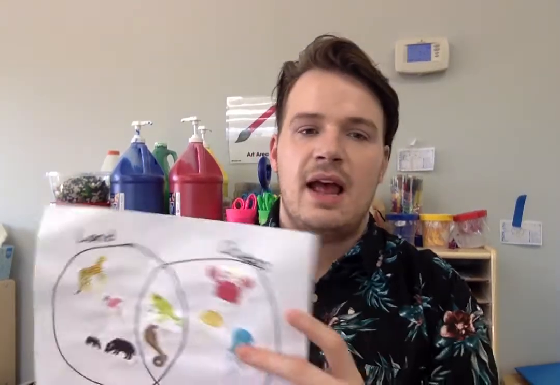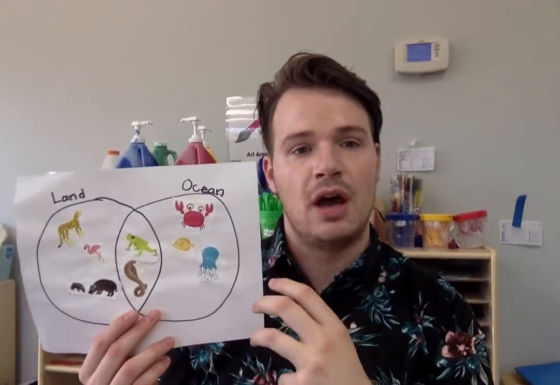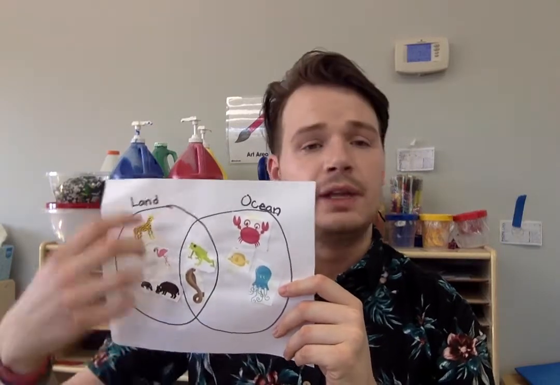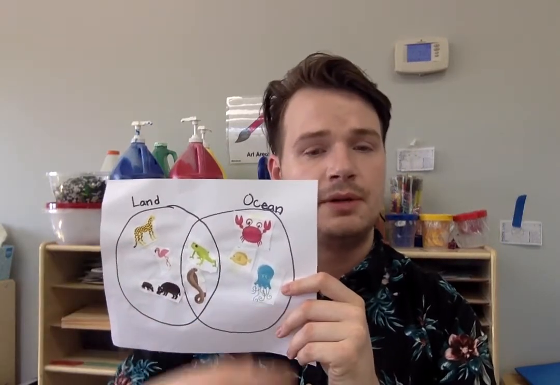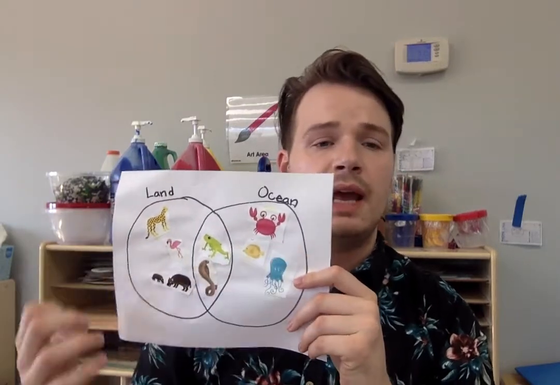Another thing is spatial awareness. This is an activity that really challenges your child and helps your child figure out where things go. Being spatially aware that, oh, the land animals go here and the ocean animals go here and the ones in between live on both. Understanding that things go in different parts of the paper is something that's great to practice.